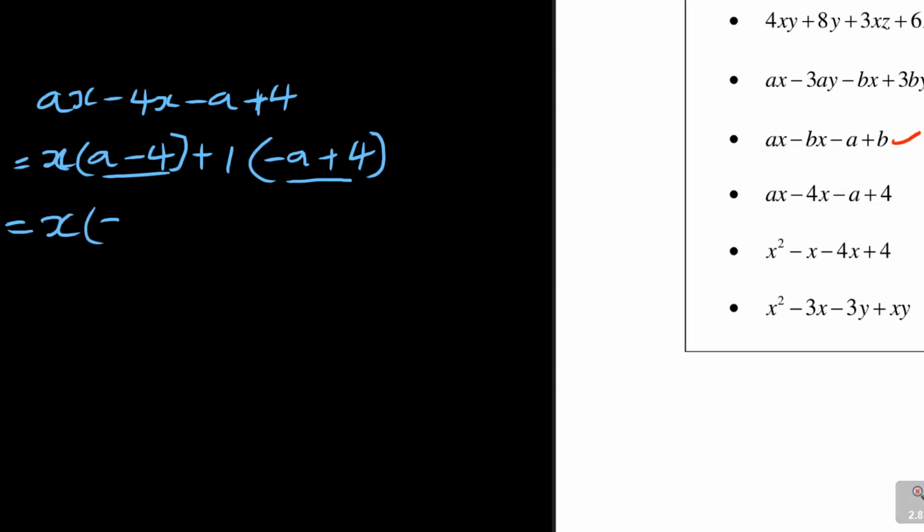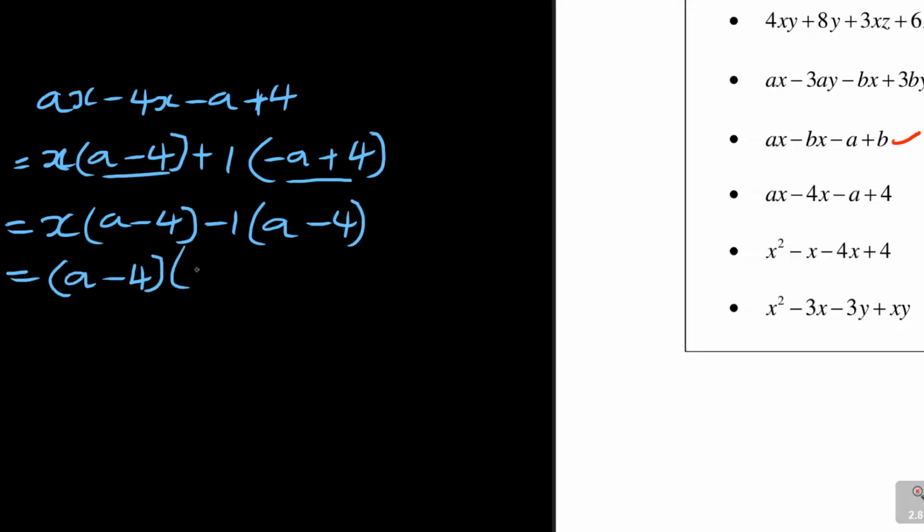Then you interchange. You can see the interchanging. You've got x. Here, remember we said it's what? It's a minus 4 plus 1 becomes minus 1. Negative a becomes a. Positive 4 becomes minus 4. It's called interchanging. Then it's a minus 4. And what's the other answer? It's x minus 1. Do you see that?